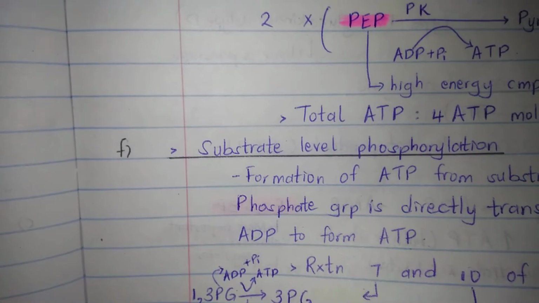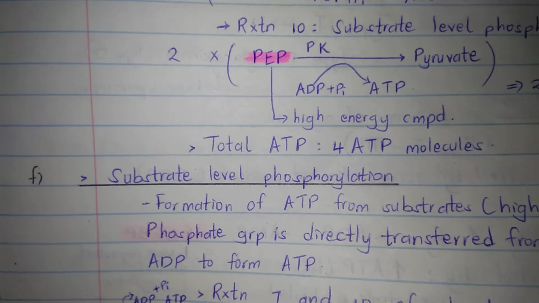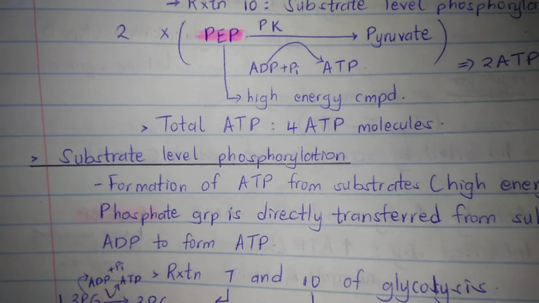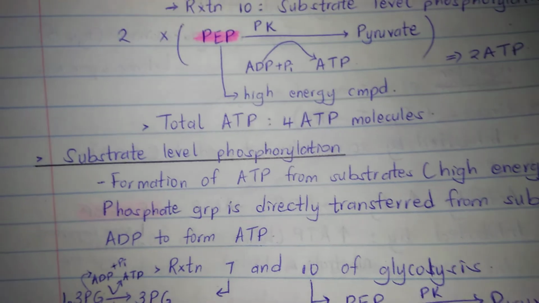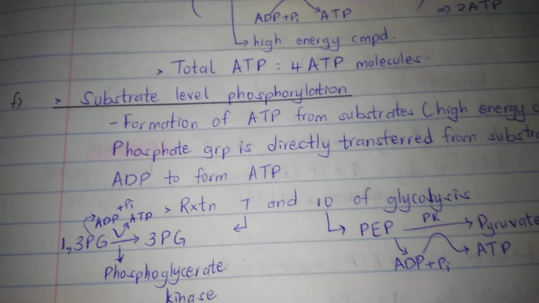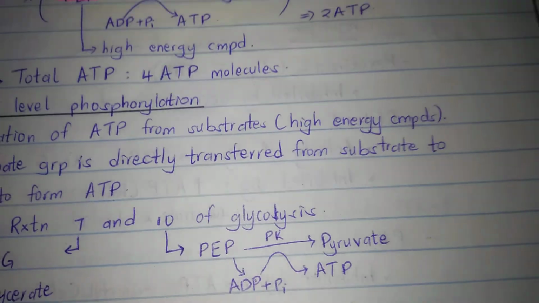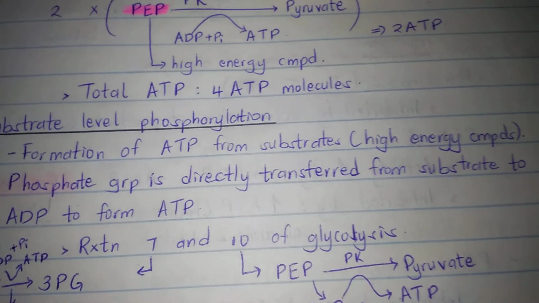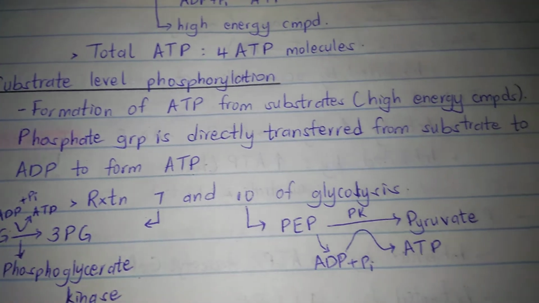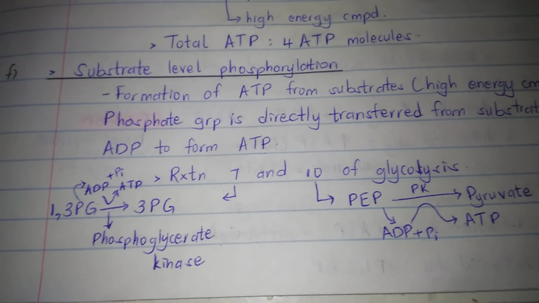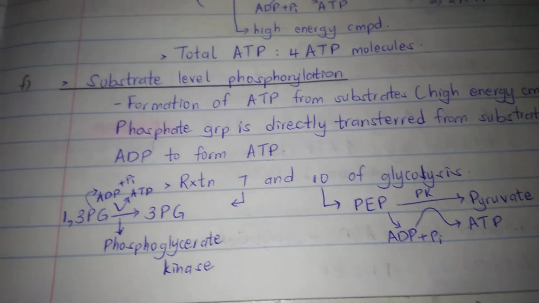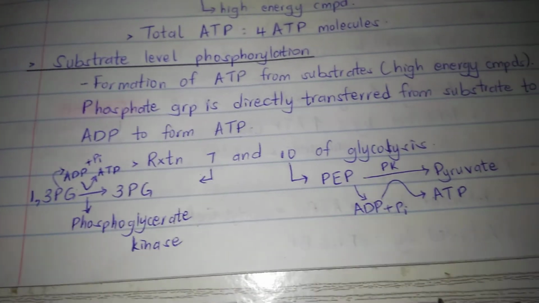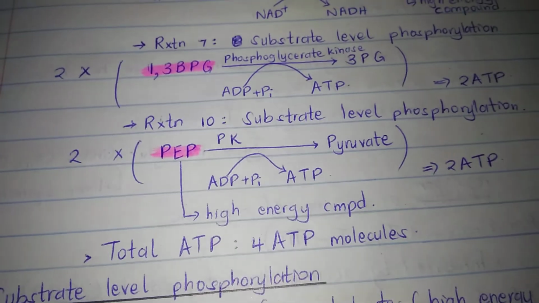Our next question will now be, what is substrate level phosphorylation? We're going to say that substrate level phosphorylation is the formation of ATP from substrates. These substrates are high energy compounds, and the phosphate group is directly transferred from the substrate to ADP to form ATP. So for example, reaction 7 and reaction 10 of glycolysis, which we've just seen above here.